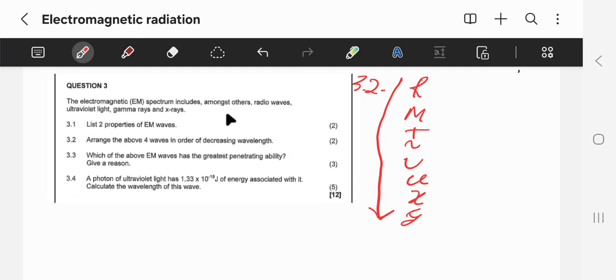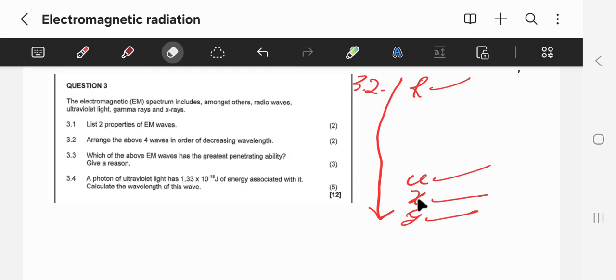So here we have how many spectrums? We have radio waves, we have ultraviolet light, we have X-rays, and we have gamma rays. So we will remove these other ones, and if I'm arranging these by the order of decreasing wavelength, I will start with the radio waves, and then ultraviolet light, and then I'll have X-rays and gamma rays.